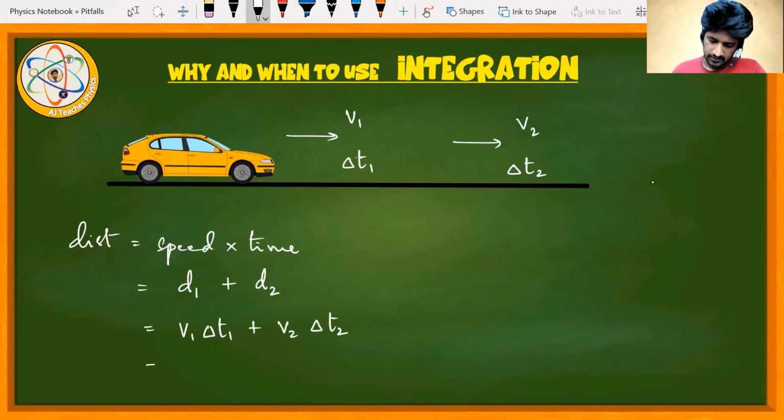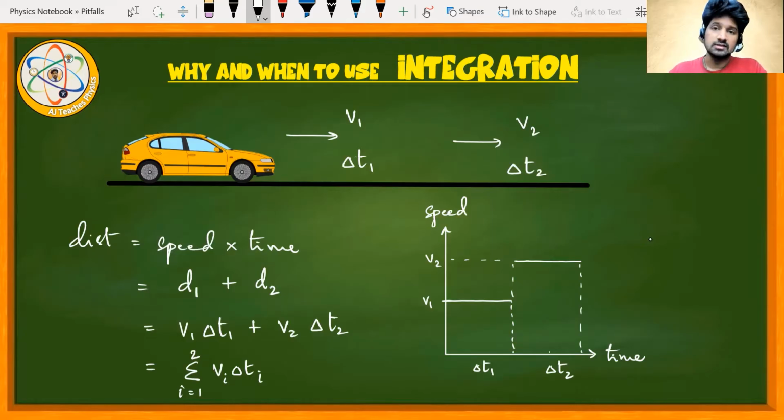So this can effectively be written as the summation of v delta t or vi delta ti, where i ranges from 1 to 2, since there are only two terms. Had there been more terms, more finite intervals of time over which it maintains a constant speed, you would have added those terms as well.